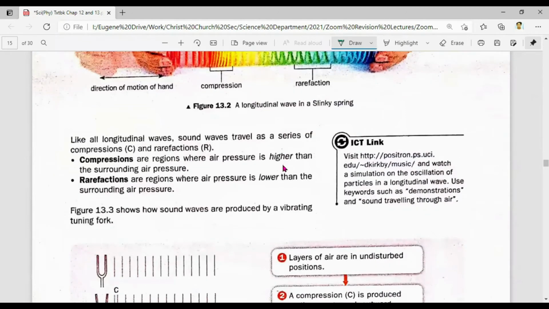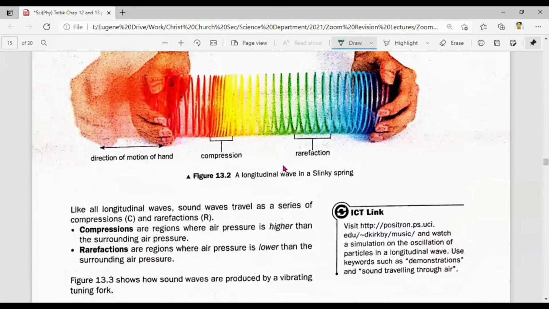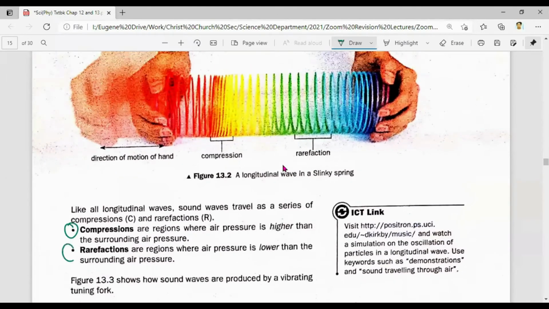So the question is, you talk about compression and rarefaction. What is really compression and rarefaction? So this is the idea here. Compressions are regions where air pressure is higher than the surrounding air pressure. Rarefactions are regions where air pressure is lower than the surrounding air pressure.